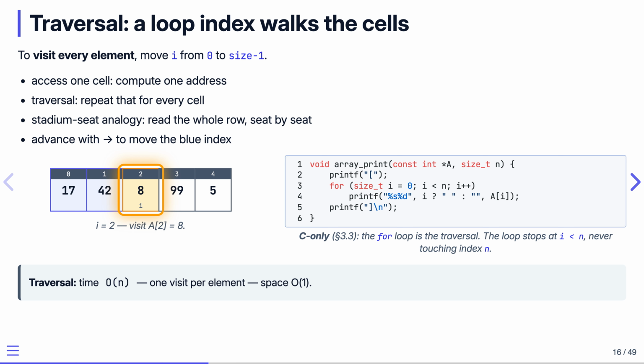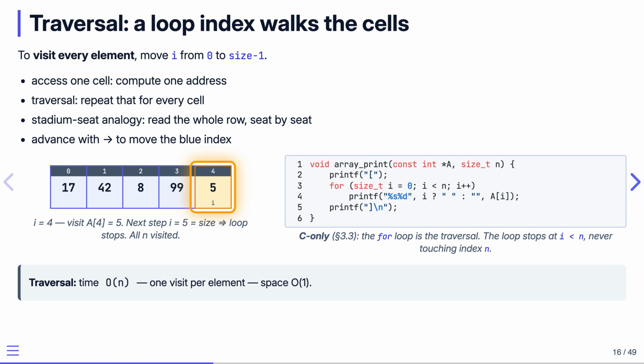We add 1 again. I is 2. We look at the cell at index 2. Its value is 8. I is 3 now. We look at the cell at index 3. Its value is 99. I is 4.